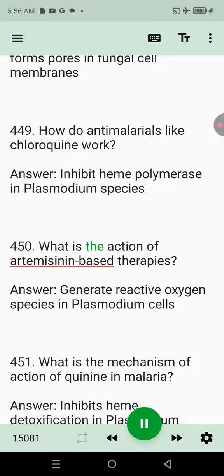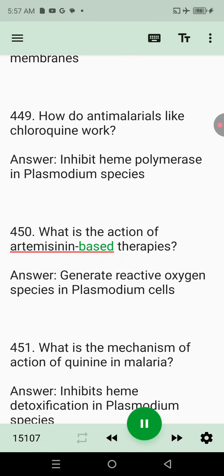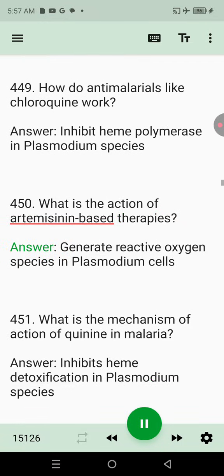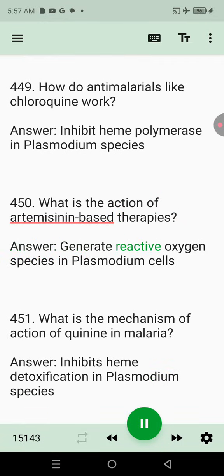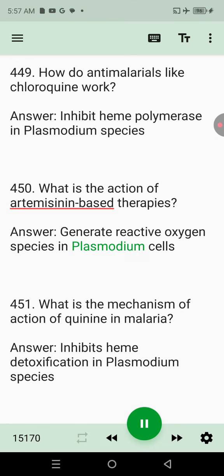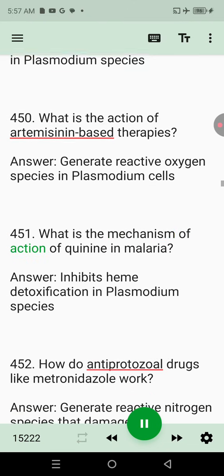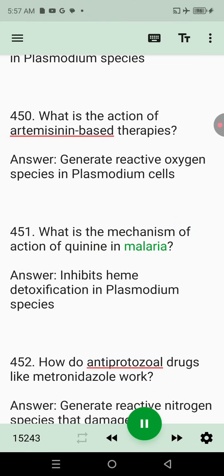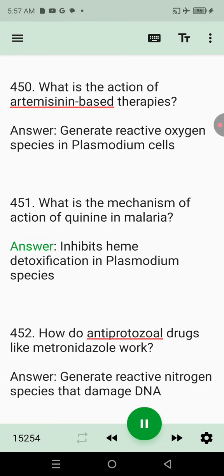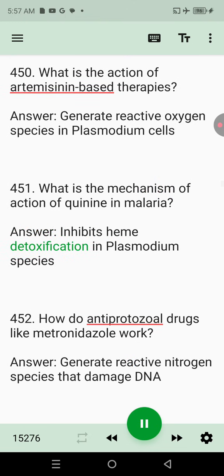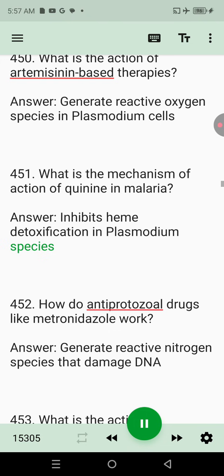450. What is the action of artemisinin-based therapies? Answer: Generate reactive oxygen species in Plasmodium cells. 451. What is the mechanism of action of quinine in malaria? Answer: Inhibits heme detoxification in Plasmodium species.